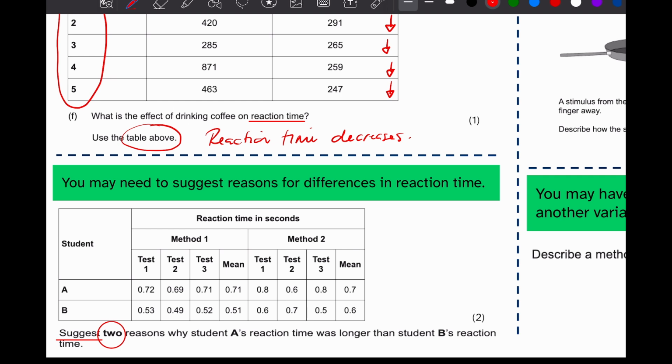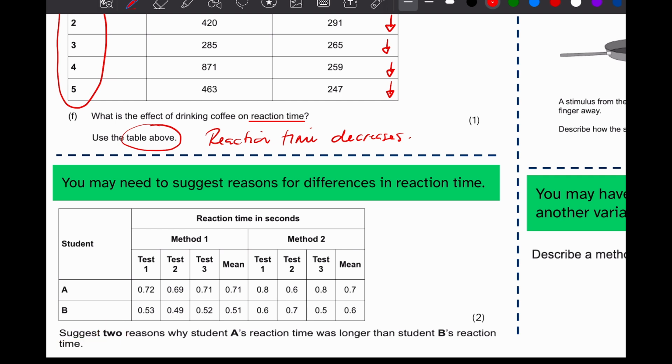Importantly here, if you give 3 reasons, that's okay. But if one of those reasons contradicts one of the other reasons, then you would lose a mark. So it is sensible here, if it suggests 2 reasons, just give your 2 best reasons. Don't put in all the possible reasons that you would think, because some of them might stop you getting other marks if some of them are wrong.